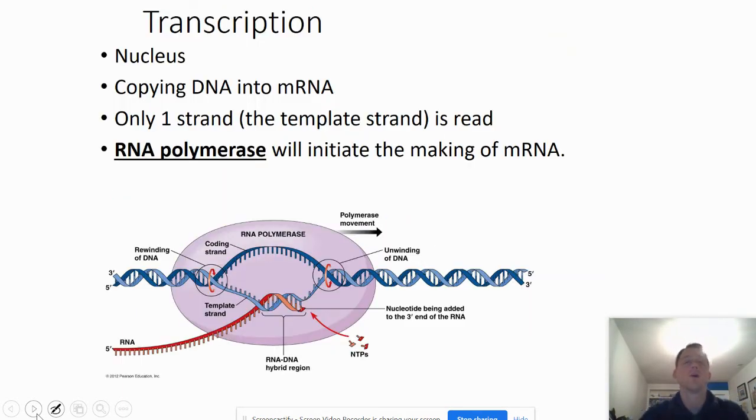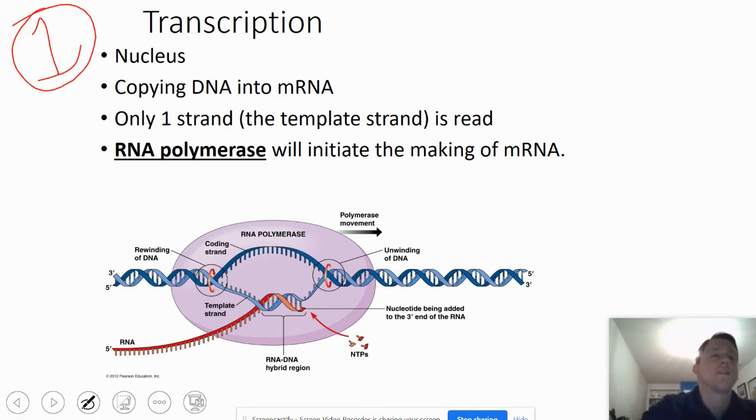Okay, we are going to talk about the first step of protein synthesis. Step one, there's two of them. Step one is called transcription. Transcription happens in the nucleus. This is the location.